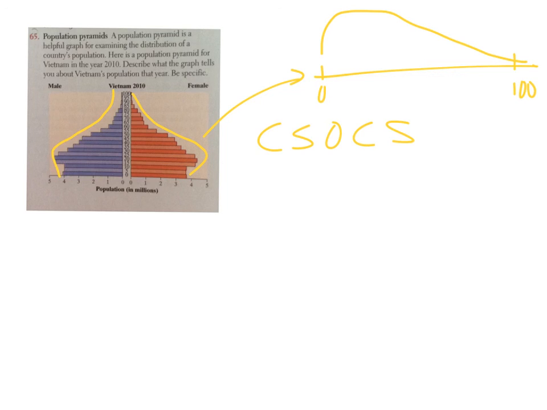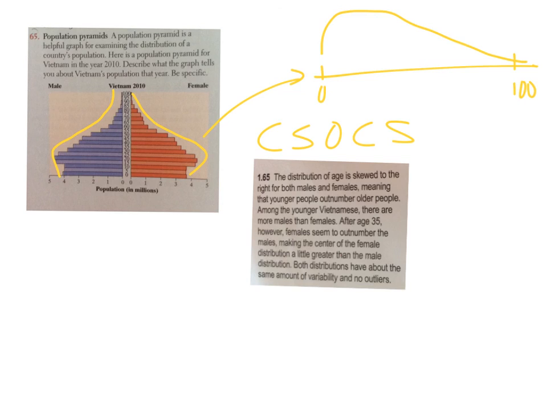All right, I'm going to actually paste in the answer from the book so we can analyze it a little bit. Check out this answer. And by the way, I always give you odd numbers because I want you to check your answers, please. You should be checking them. Notice that it kind of goes through the things. It goes through CSOCS. We've got distribution of age. Okay, there's the context because we're talking about age. Skewed to the right for both males and females. So I have talked about context and shape already.